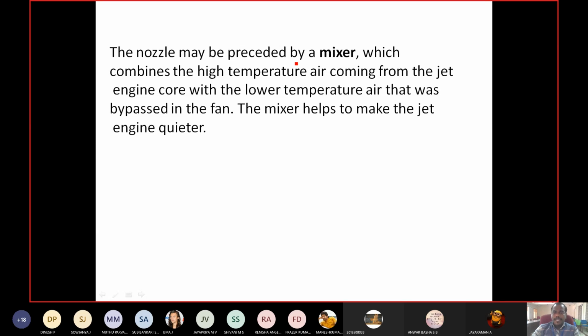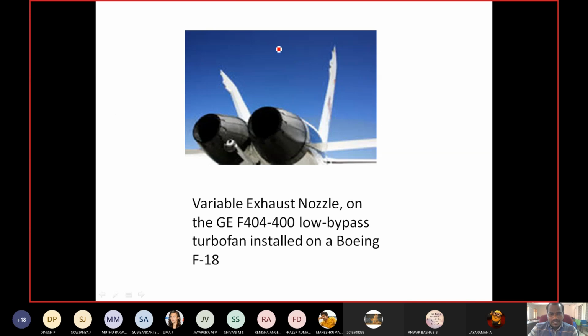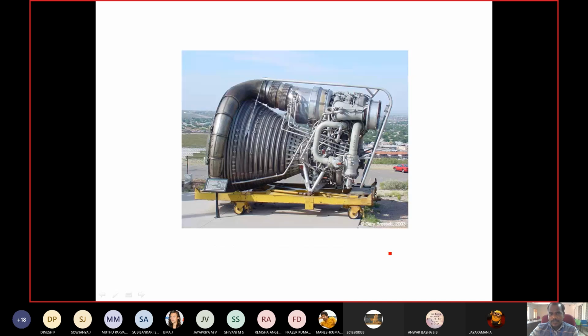The mixer helps to make the jet engine quieter, so we can control the noise with the use of the mixer. Then these are the nozzles, so variable exhaust nozzle. This is the variable exhaust nozzle. This is the type of nozzle. So this is the name of the jet. Okay, Boeing. So in Boeing aircraft, we can have this variable exhaust nozzle. Then this is also a type of nozzle.